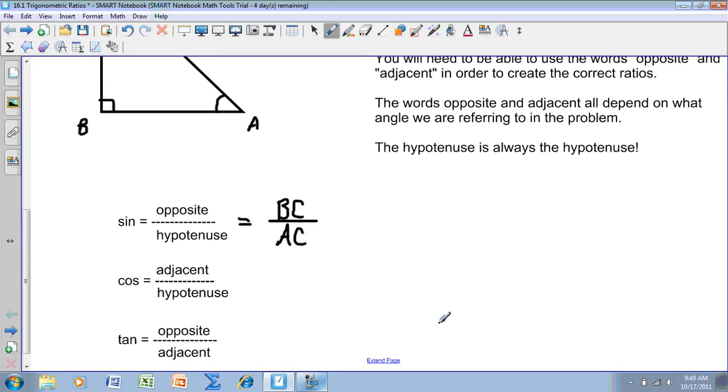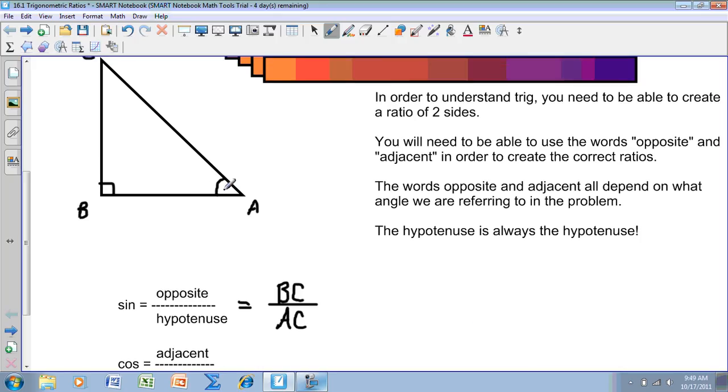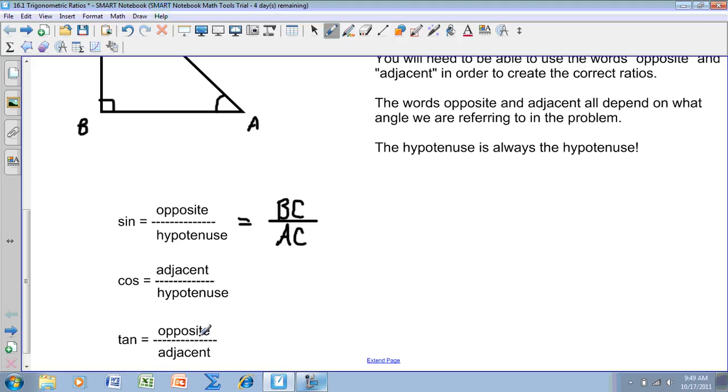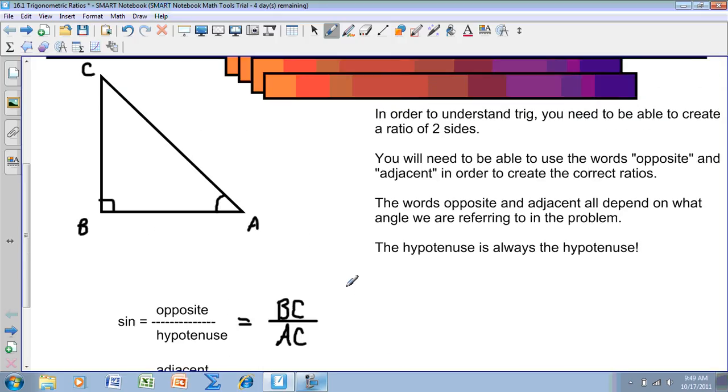The cosine is not opposite over hypotenuse. It's adjacent over hypotenuse. So if you were going to go up here, instead of using BC, you would use AB as the adjacent side and still AC as the hypotenuse. The tangent of an angle is made by putting the opposite side over the adjacent side. So if we're looking at angle A, opposite BC over adjacent AB.